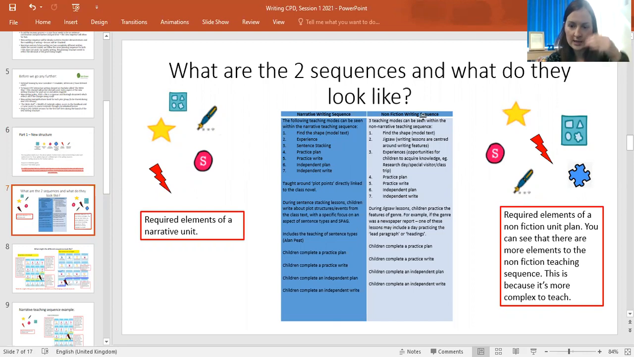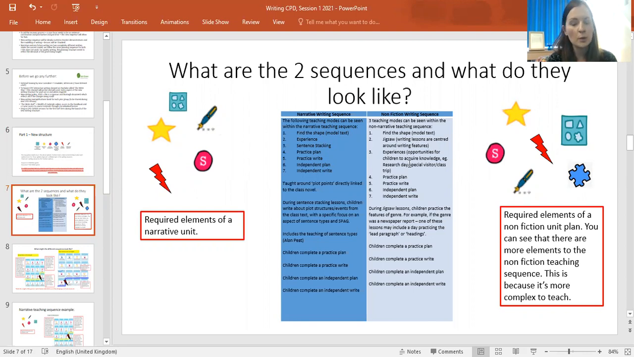In the non-fiction writing sequence, it's slightly different. So you can see here, there are a few more symbols. And as I say, over time, children will become more familiar with it. So you've got find the shape again, so children need to see a model text. But then here, you've got jigsaw lessons. So for example, as I've already mentioned, it might be a lesson on writing headlines. It might be a lesson on subheadings. So the jigsaw lessons are an addition in that writing sequence that's different to the narrative sequence.